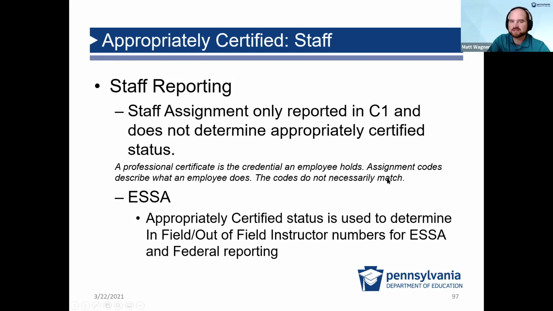Staff reporting does not determine appropriately certified. And in the staff assignment, it sounds like we're a broken record, Missy. Again, that's the Appendix B shows certain things for assignment codes, but their certificate does not have to match that exactly. You go by what CSPGs say and what the appropriately certification shows. And ESSA appropriately certified status uses to determine in-field and out-of-field instructor numbers for the ESSA and federal reporting.